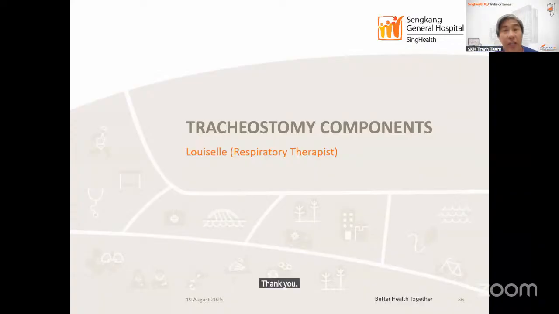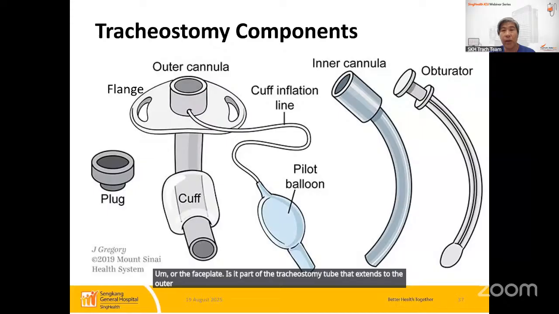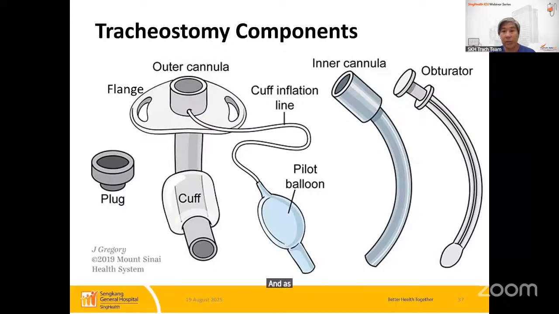Thank you, Dr. Ganesh. I'll be covering the components and the classifications of tracheostomy tubes. So first off is the flange, or the faceplate. It is the part of the tracheostomy tube that extends to the outer part of the tube and has holes on each side to attach the tracheostomy ties.